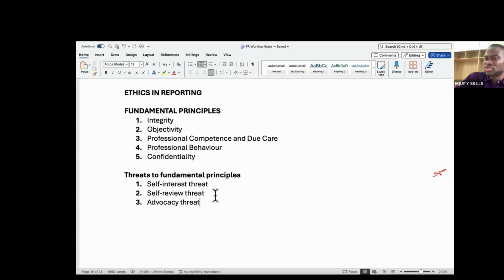That's an advocacy threat. When you're speaking about your company, the typical one is responding to regulators. When regulators send you a letter, you know how to respond. And now you're defending it with facts that are not true, with wrong figures, with wrong backing, with forged documents, or hiding the truth. That's an advocacy threat.